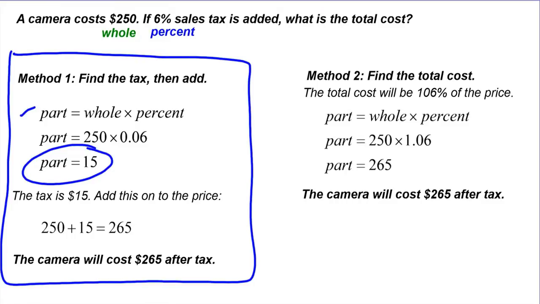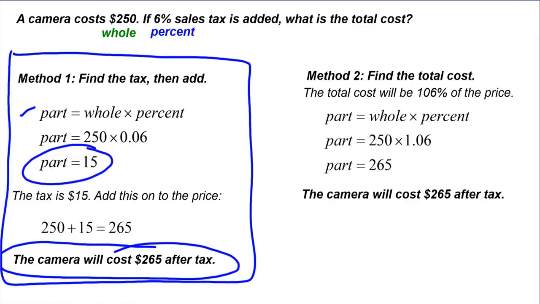So then we just add this on to the price of the camera. 250 plus 15 is 265. So the camera will cost $265 after tax. That's one way to do it.